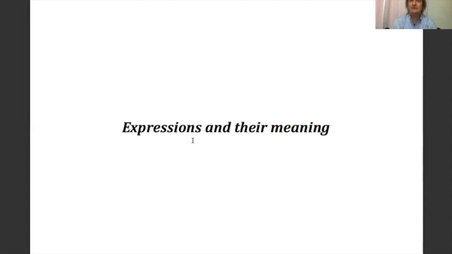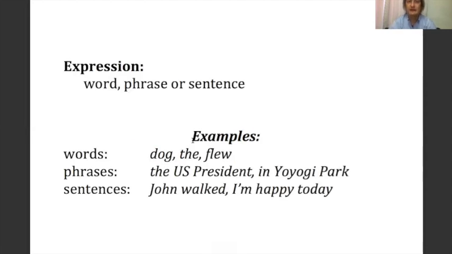Okay, so what does semantics do? Semantics gives us a way of connecting expressions with meanings. There are an unlimited number of expressions, but we can put them into small categories. We have words: dog, the, flew. We have phrases: the US president, in Yogi Park. We have sentences: John walked, I'm happy today. Okay? Expressions are exactly what you would think they were.